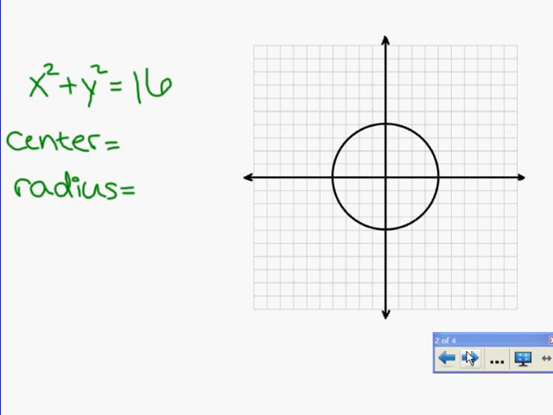Let's try to do a standard example of a circle now. Since there are no h or k values, the center is (0, 0). And since the r squared term is 16, you take the square root of that to find the radius, which is 4.